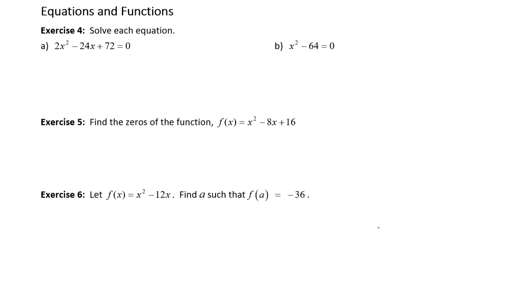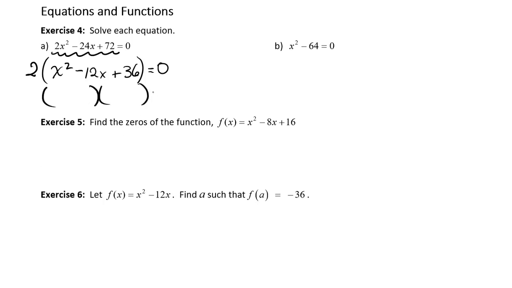The last thing we need to cover is equations and functions related to these patterns for difference of squares and perfect square trinomials. It looks like we might have a perfect square trinomial right here, but we need to factor out the GCF 2 first. That will give us x squared minus 12x plus 36 equals 0. Then factoring that trinomial, we'll have 2 out front, an x and an x, a 6 and a 6, and since the middle term is negative, we'll have a minus minus.